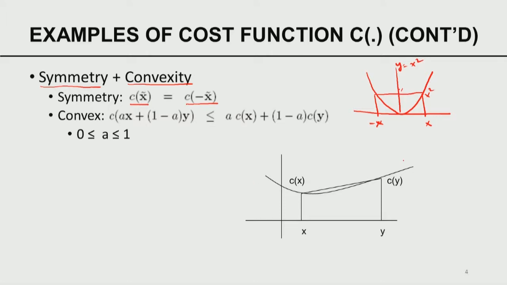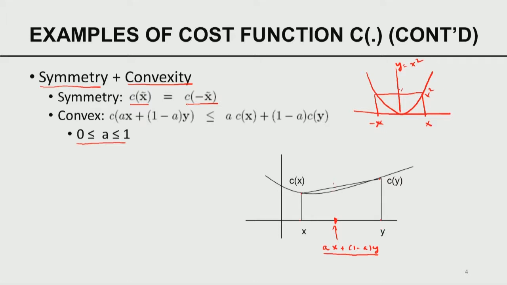A function C is said to be convex if I consider two points x and y, with values C of x and C of y, and a point in between x and y. There exists an A in the interval 0 to 1 such that this point can be written as A times x plus 1 minus A times y. This is called a convex combination of the two endpoints. In fact, every point in the line segment from x to y can be obtained in this form by changing A in the interval 0 to 1.